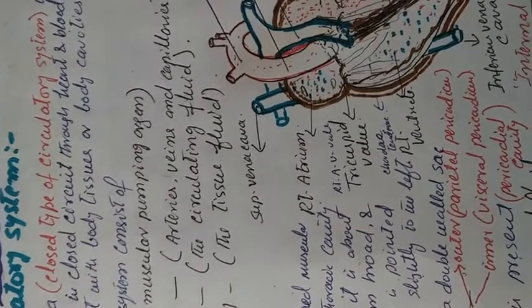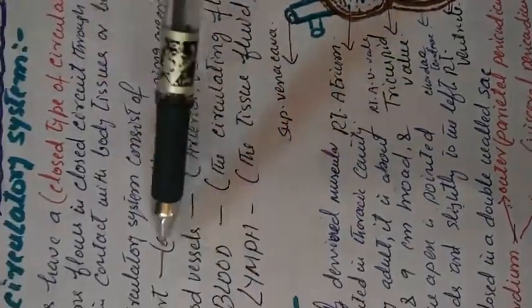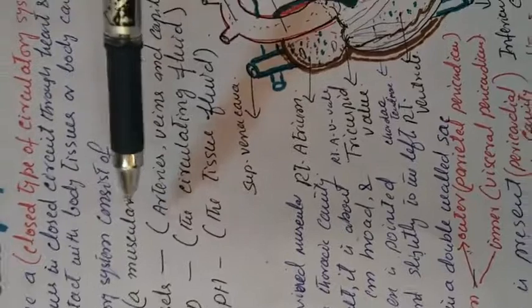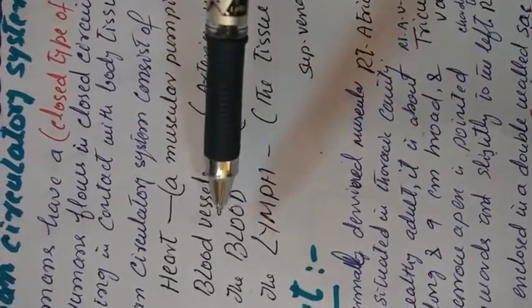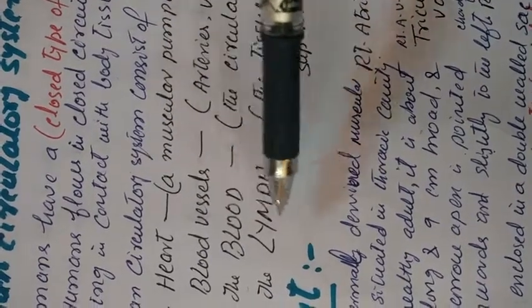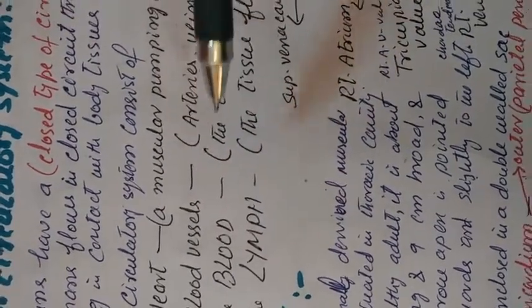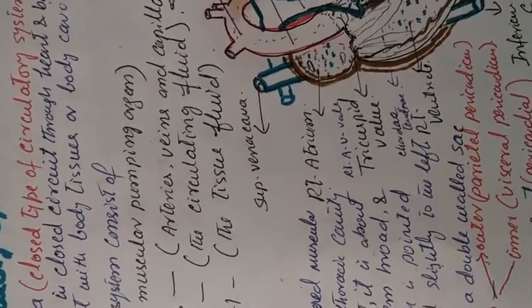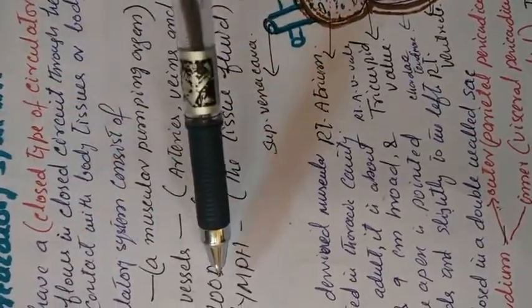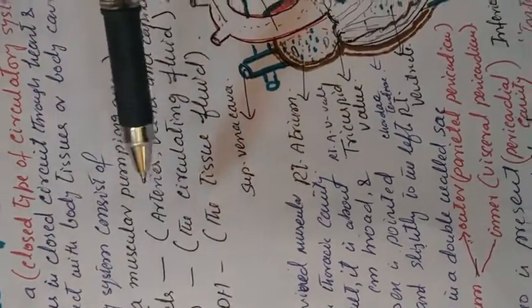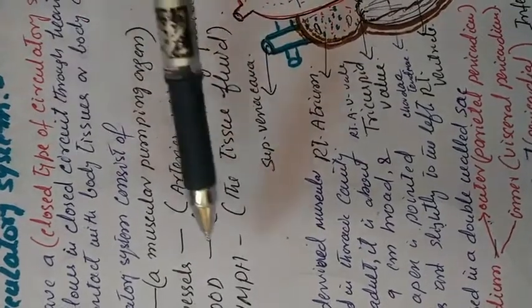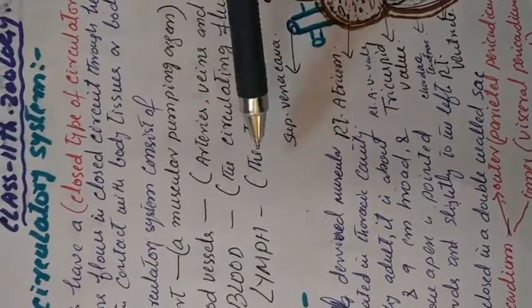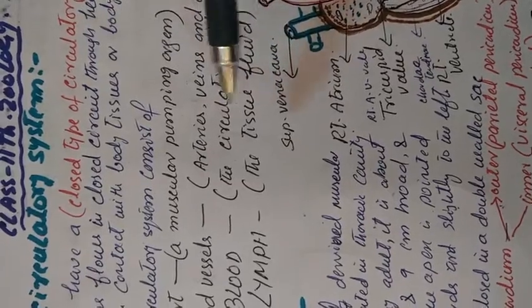The human circulatory system consists of the heart, which is a muscular pumping organ. The second component is the blood vessels, which include arteries, veins and capillaries. The third component is the blood itself, which is the circulating fluid in humans. And the fourth component is the lymph, which is also called the tissue fluid. Now first of all, we will discuss the heart.